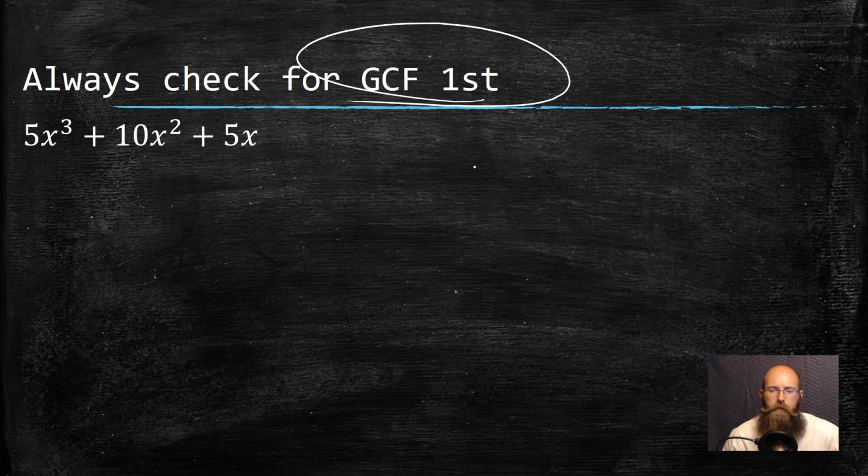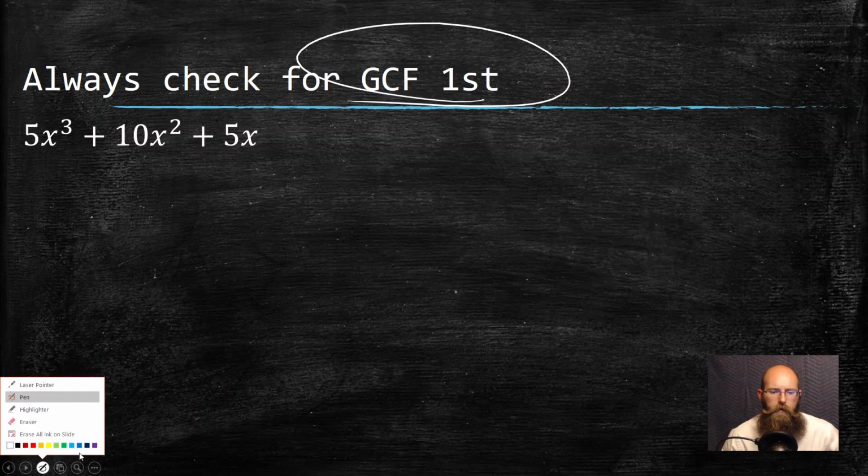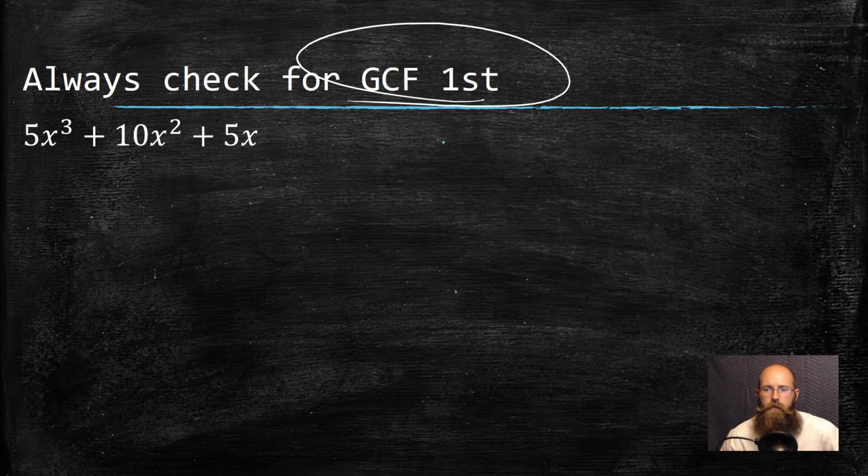Also, GCF folks, always look to see if there's a GCF, and that stands for greatest common factor. So what do all three of these terms have in common? That's the greatest common factor, the largest thing that they all have in common. And that's going to be a 5 and an x, because they all could be divided by 5, and they all have an x in them.